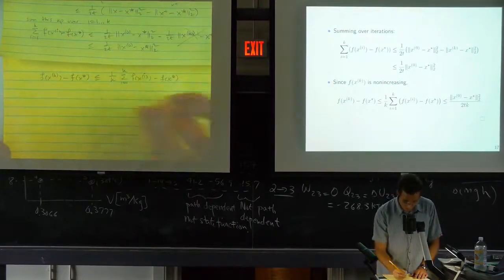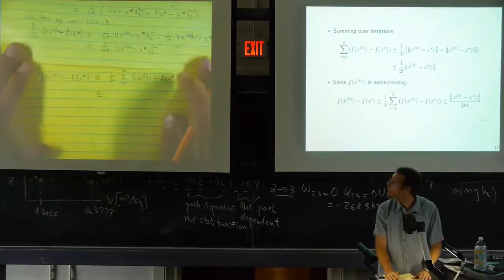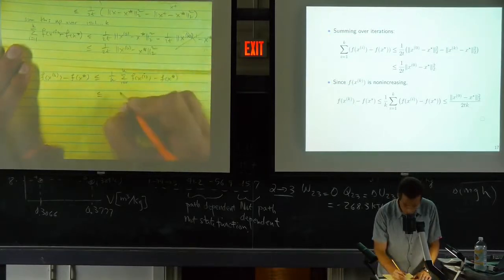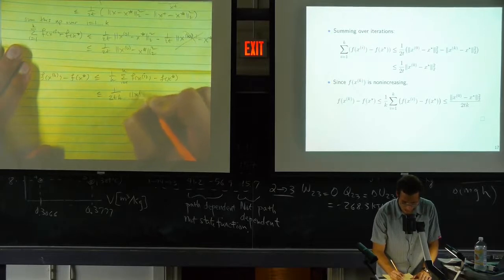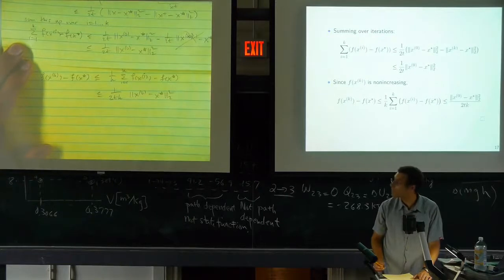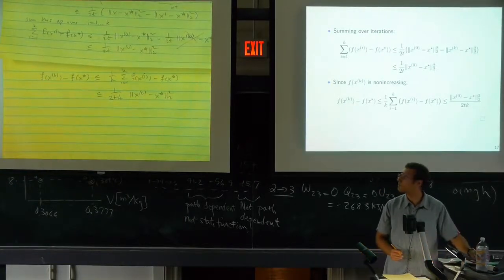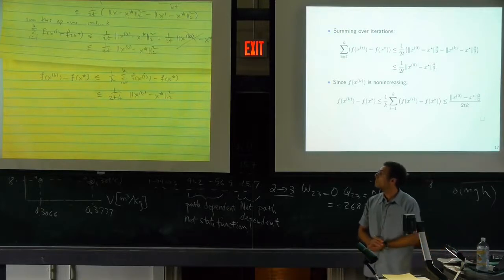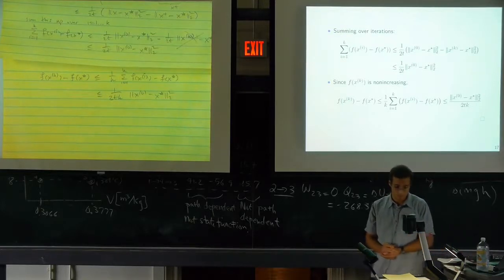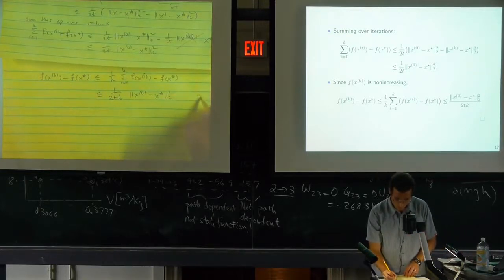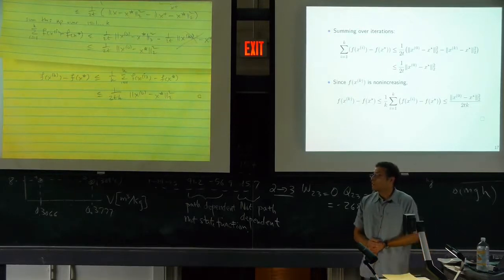And I just plug in what I had up here with that sum, and that gives me that it's less than or equal to 1 over 2 times t times k times x naught minus x star squared, which was exactly our bound that we wanted. Are there any questions about that proof?